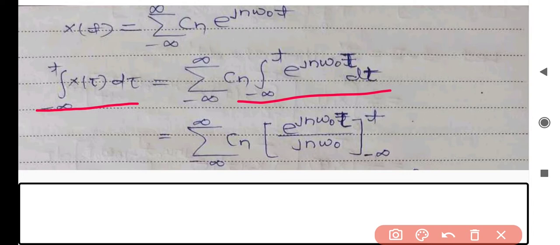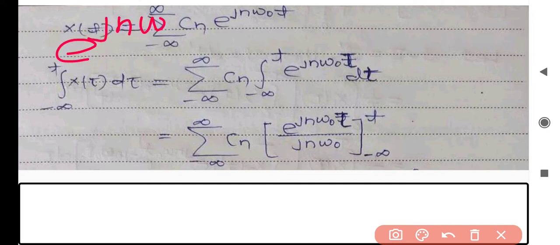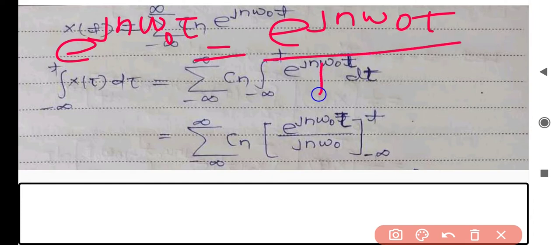Here the variable tau is a dummy variable; finally we will get the result in the form of t. So the integration of e power j n omega naught tau will be equal to e power j n omega naught tau over j n omega naught.